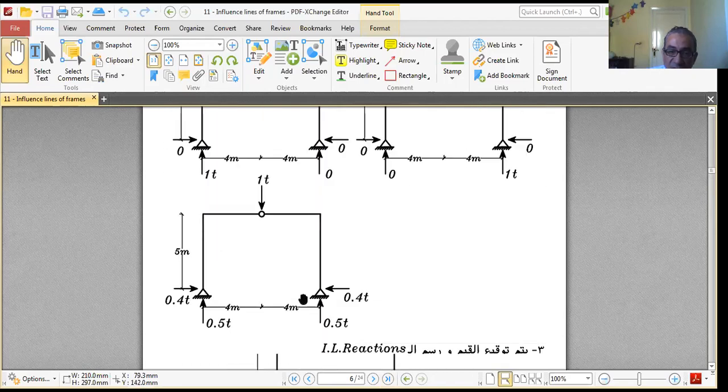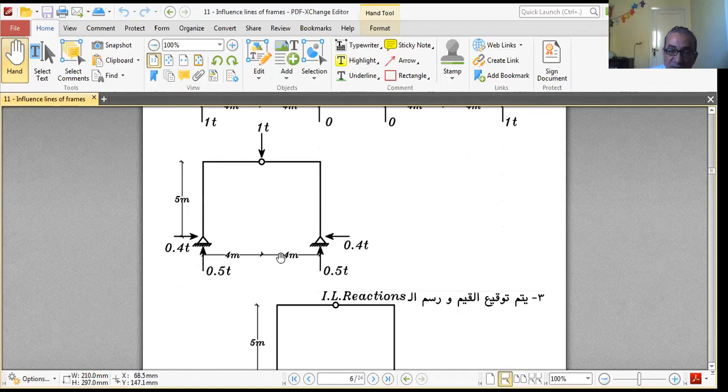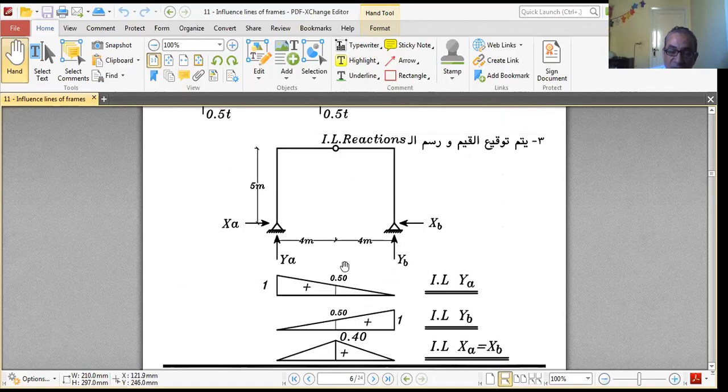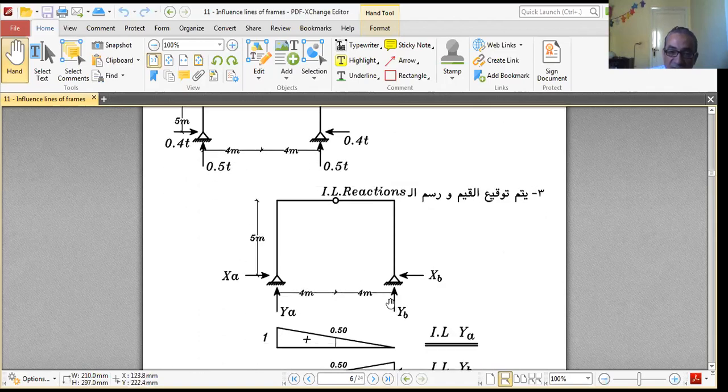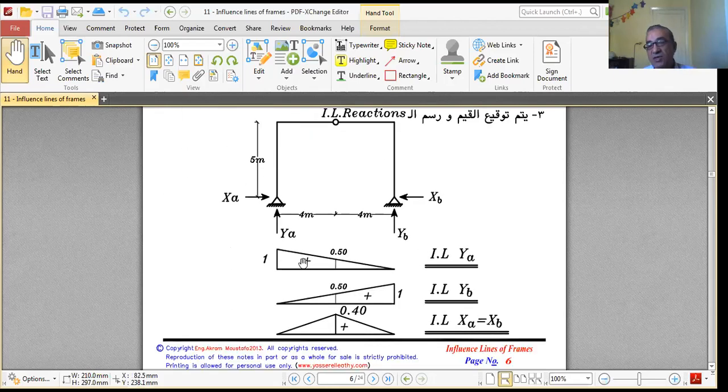The influence line of YA is 1, 0.5, and 0. The influence line of YB is 0, 0.5, and 1. So YA equals 1 when the load is here, YA equals 0.5 when the load is on the top of the intermediate hinge, YA equals 0 when the load is on the top of the column at B. So 1 to 0.5 to 0, plus. Influence line of YB: 0 when the load is here, plus 0.5 when the load is here, plus 1 when the load is here, so 0 to 0.5 to 1, plus.